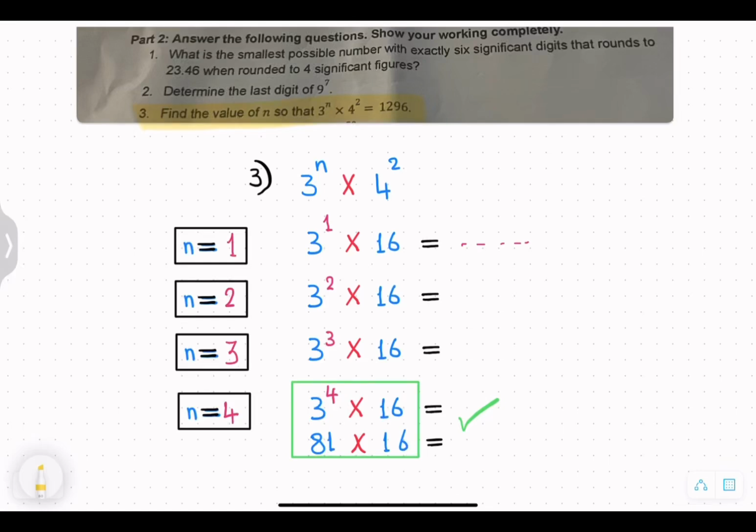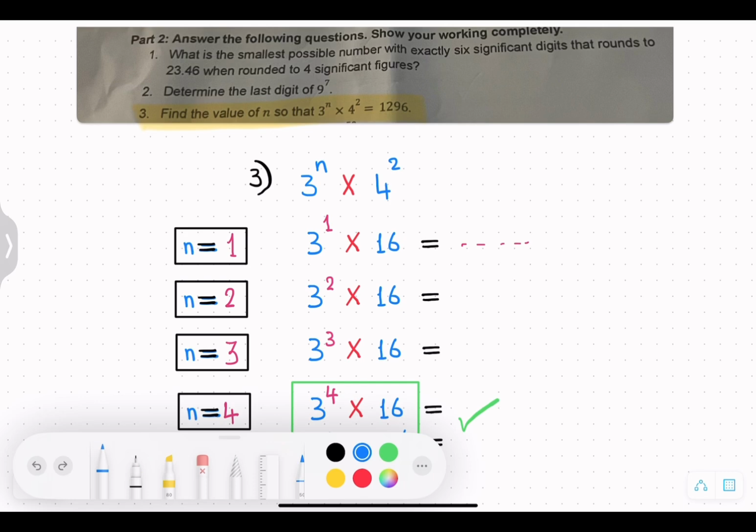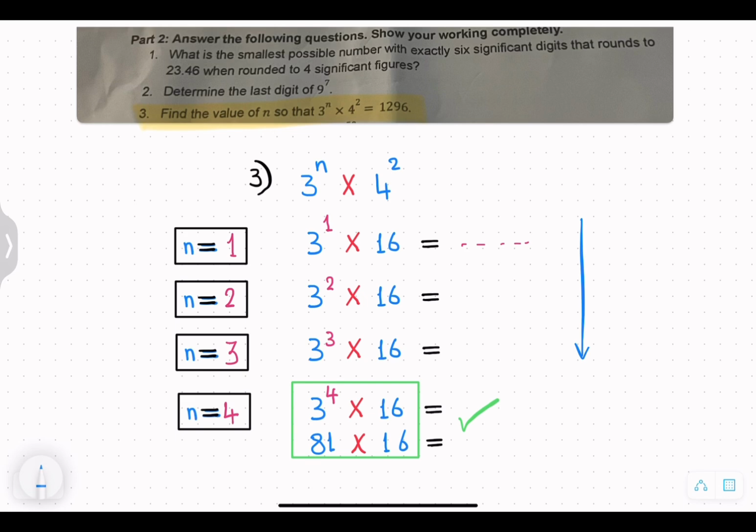Find the value of n so that 3 power n times 4 power 2 equals 1296. Okay, you have to make a trial and error process, like try to substitute n by 1 and then see the result, and substitute n by 2, or there is an easier method. Sure, there is an easier method, but let's have a look at trying substituting n by any value starting from 1.